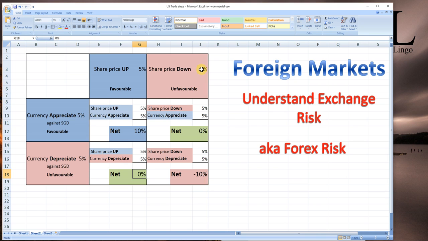Here, now assume the share price did go down by 5%, but the currency appreciated by 5%. You probably notice there is no change on your investment. Likewise, when the share price is down by 5% and the currency depreciates by 5%, oh my god, you have negative 10% on the investment position. So investors do need to take note of the share price movement as well as the currency's fluctuations. Of course, currency does not fluctuate in such a magnitude. There's a greater chance of the share price going up and down. But nonetheless, investors should be aware of this risk.